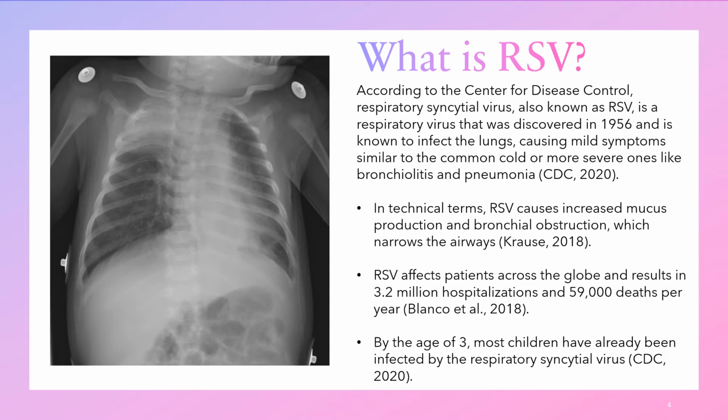In technical terms, RSV causes increased mucus production and bronchial obstruction, which narrows the airways. RSV affects patients across the globe and results in 3.2 million hospitalizations and 59,000 deaths per year. By the age of 3, most children have already been infected by the respiratory syncytial virus.